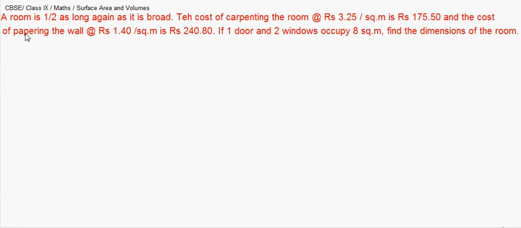The room is half as long again as it is broad. So let's take the breadth to be x meters. Everything is in meters. The length will then be 3x by 2 meters, because it says it's half as long again as it is broad. Oh, there is a spelling mistake here, kindly ignore it.